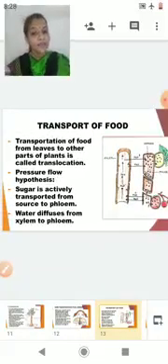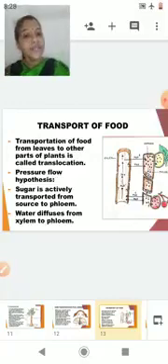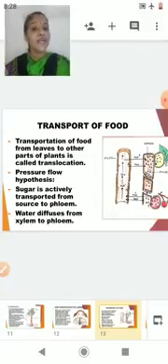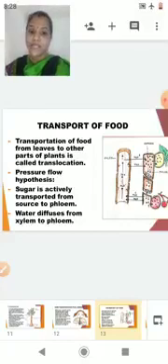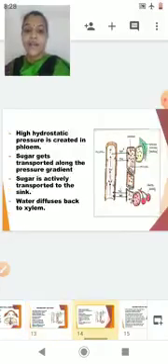Pressure flow hypothesis. As I said, sugar, that is sucrose, is actively transported from the source, that is the green leaf cells, to the phloem, and water diffuses from the xylem to the phloem by the process of osmosis. So we discussed these two points. Now let us see the further part.